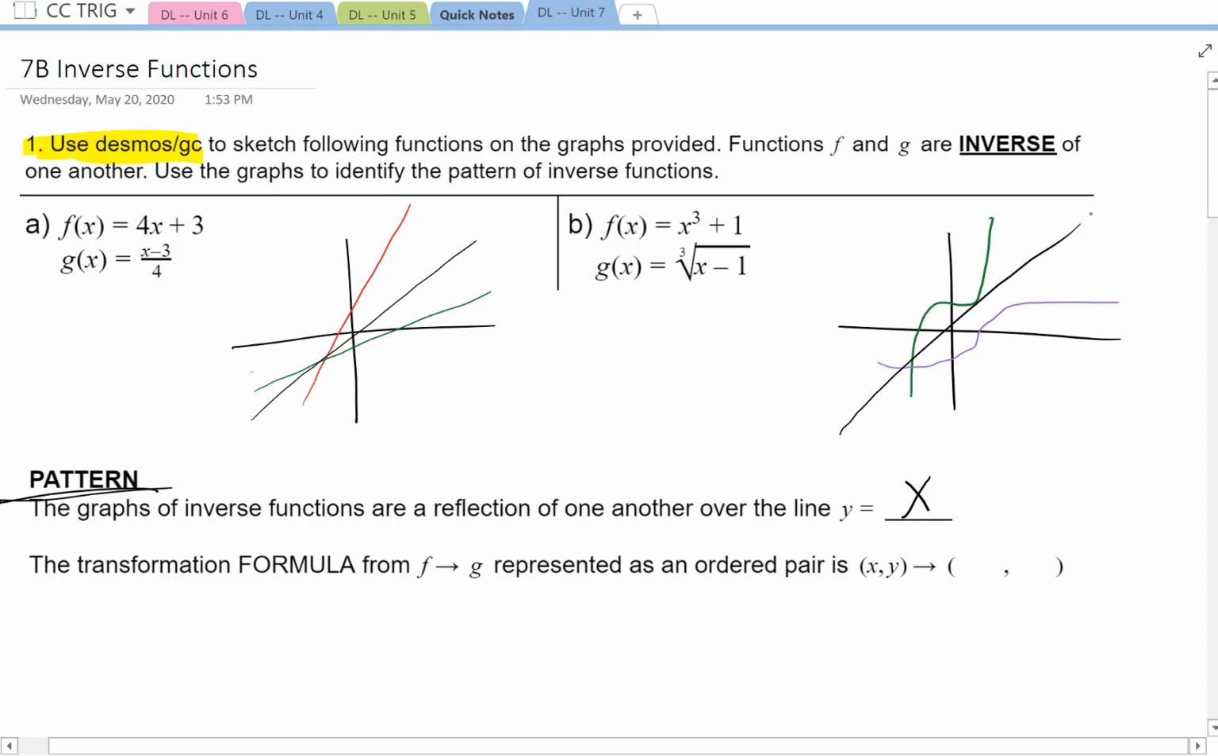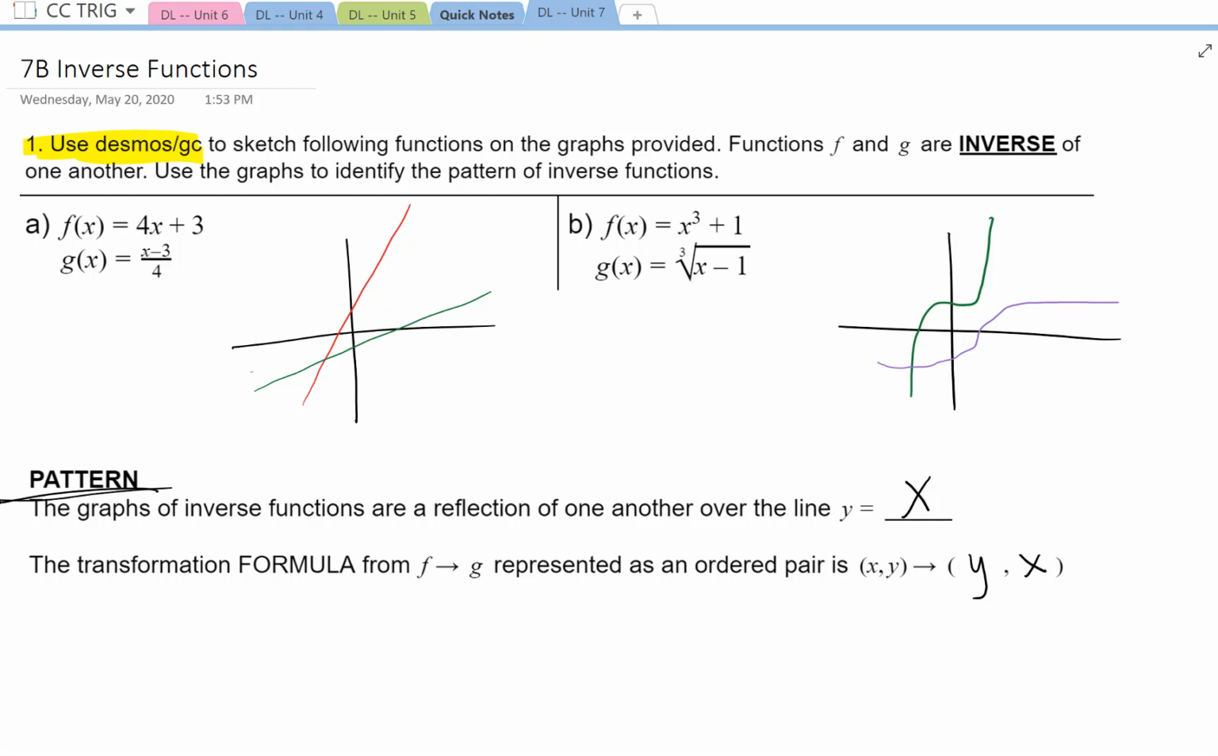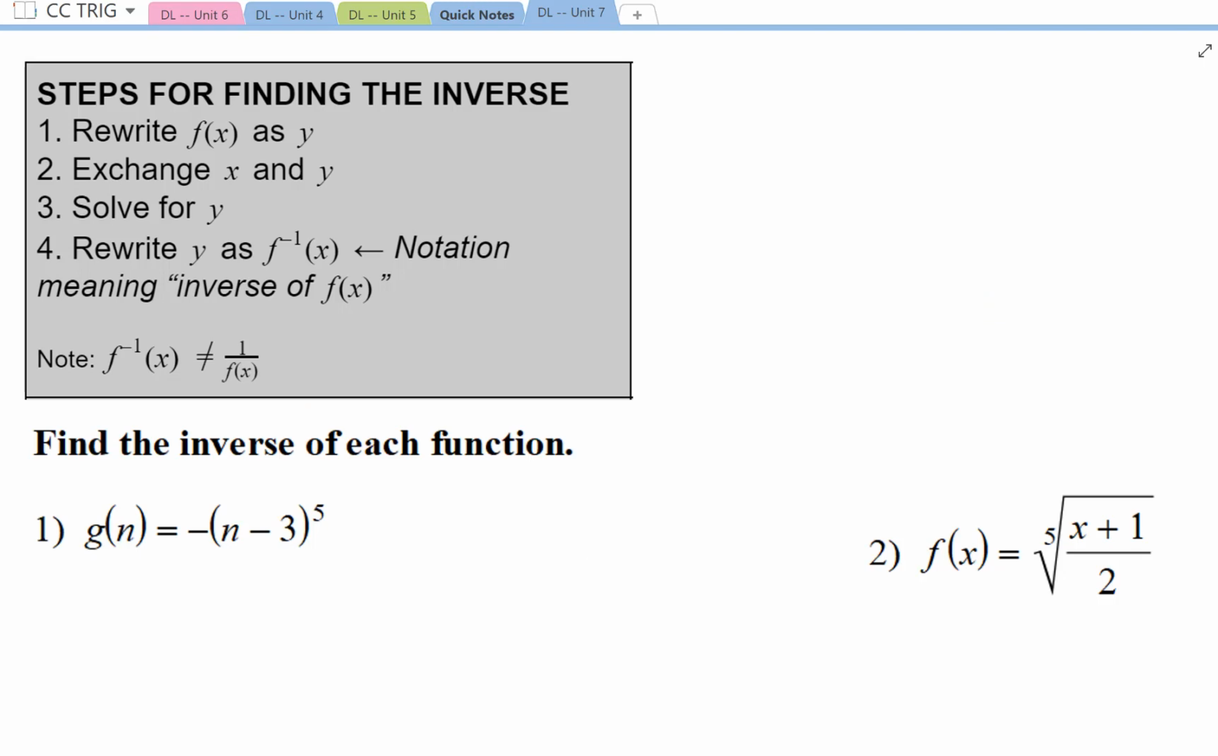Okay, and the transformation formula to get from f to g, if I say, hey, here are the points of f, find the points of g, we just need to swap them. So the y becomes the x and the x becomes the y. And that's how we find inverse functions, literally by swapping x and y and solving.